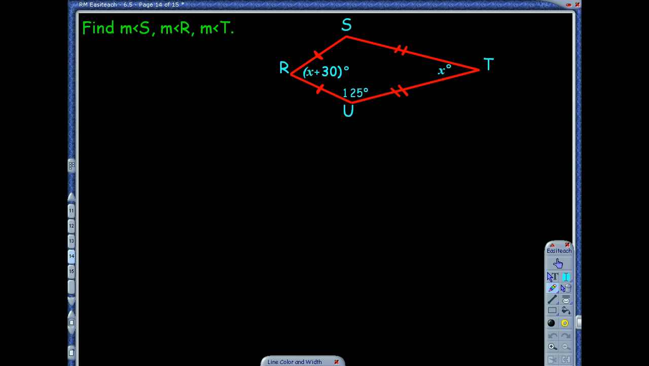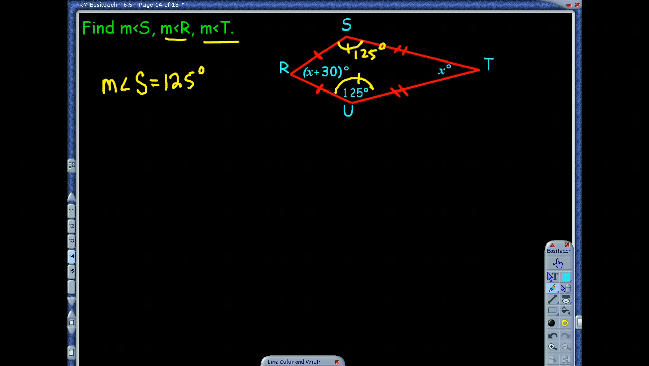That would be angle S and angle U, because I know those are formed by the two non-congruent sides. I keep wanting to say legs. So those are going to be the two congruent angles. So the measure of angle S is 125 degrees. I went ahead and wrote that down. We got one down, two to go.